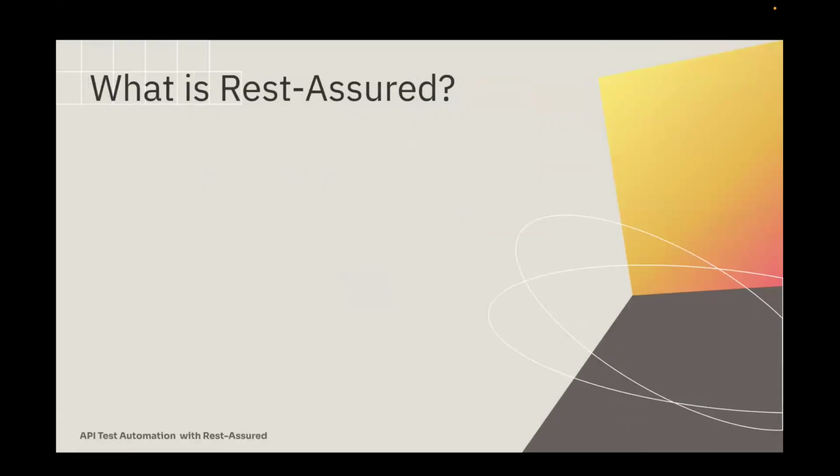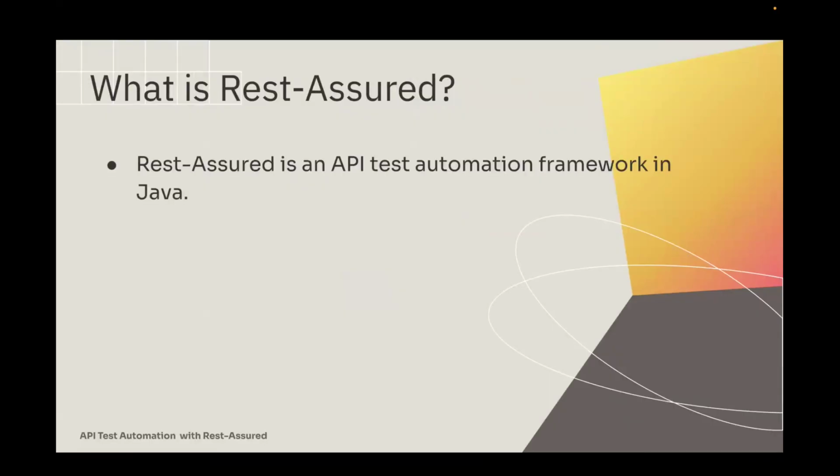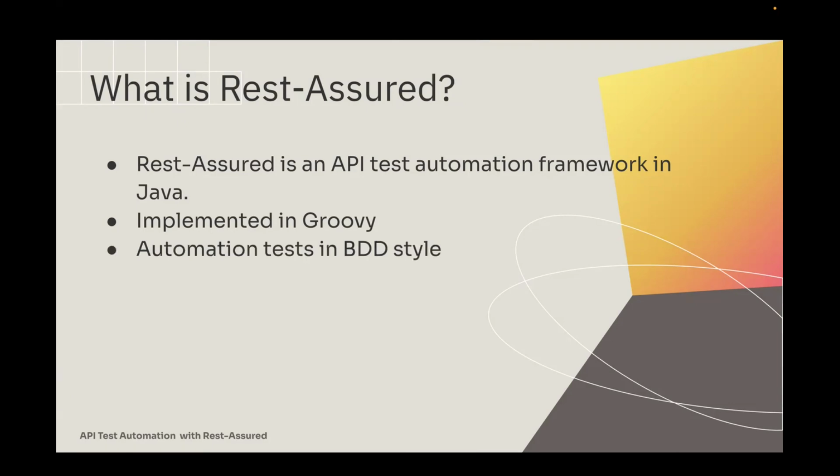Let's start understanding what actually REST Assured is. REST Assured is an API test automation framework in Java. It is implemented in Groovy, meaning the underlying code of the REST Assured framework is largely written in Groovy language. It allows writing API automation tests in BDD, that is behavior-driven development style, given-when-then format. The BDD style enables writing clean and readable tests.